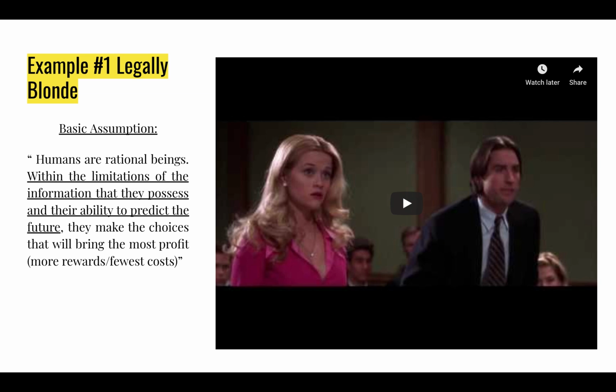So as you can see, this goes along with the basic assumption of this theory because we assume that all humans are rational beings. A lot of people doubted that she would be able to cover this case, but she knew the limits of her information or her knowledge. She knew that she was capable to do it, and she predicted that she could defend the defendant, and she was able to.